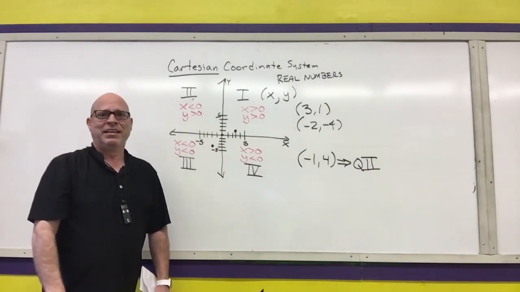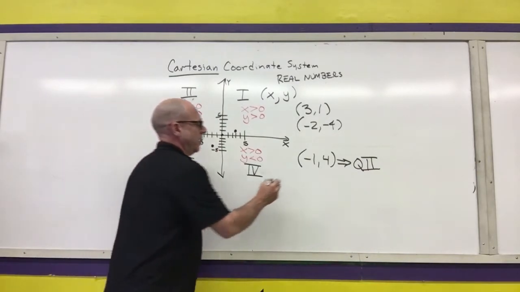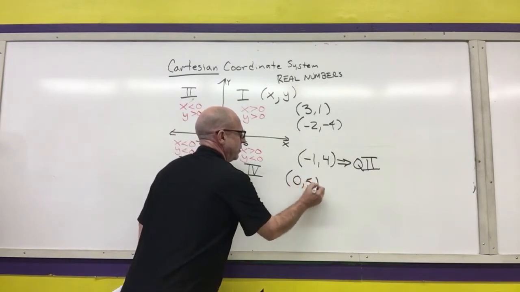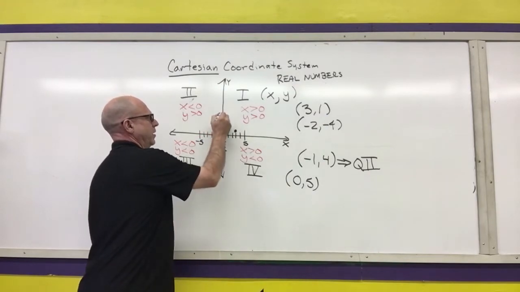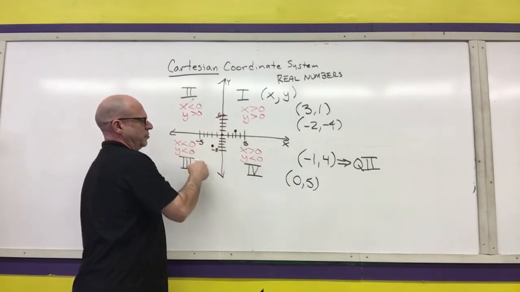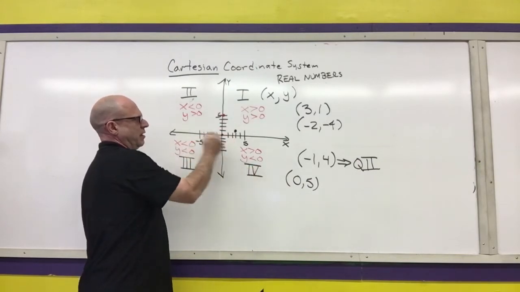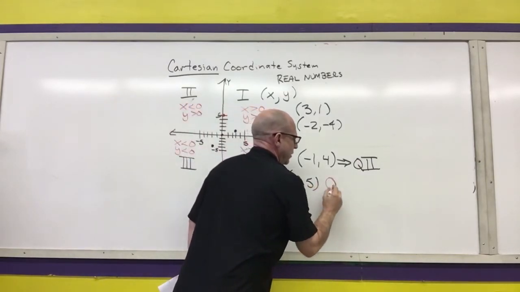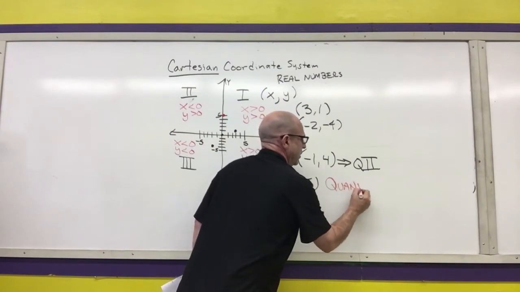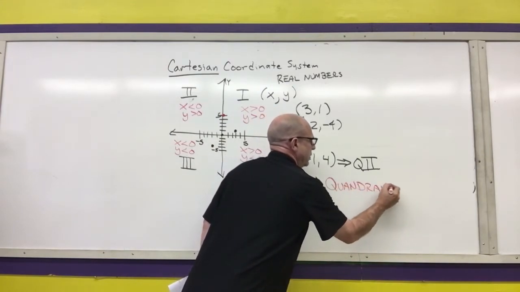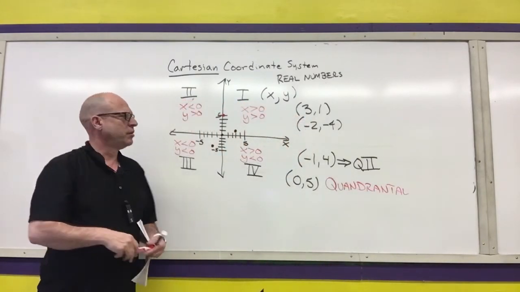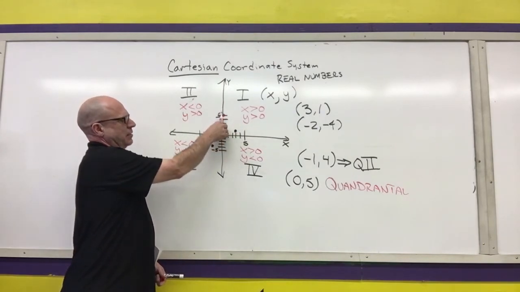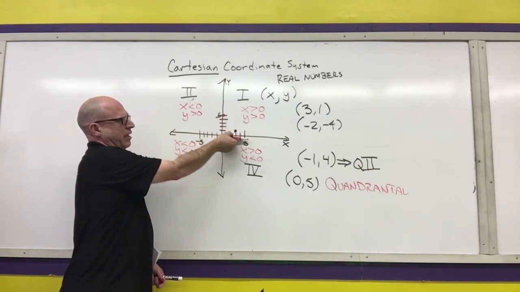If I give you a point on one of the axes, for example, the point (0, 5), which is located 0 horizontally and then 5 vertically, it does not meet any of these requirements, and we call any point that lies on one of the axes quadrantal. You will see this when we get into second semester when we talk about quadrantal angles, where if I have a line that lies on one of the axes, for example, an angle formed from this point to this point, that would be a quadrantal angle.